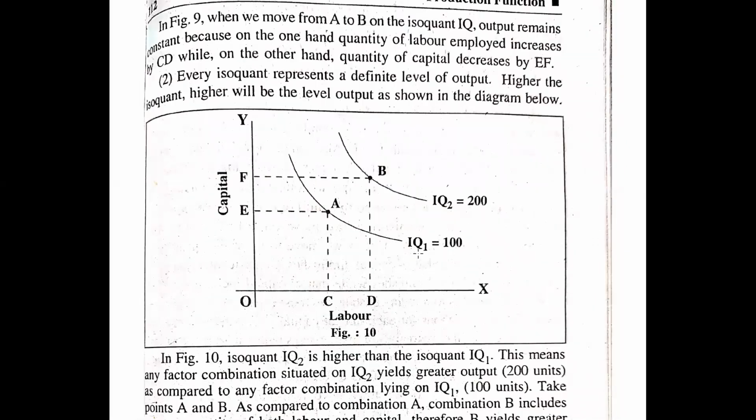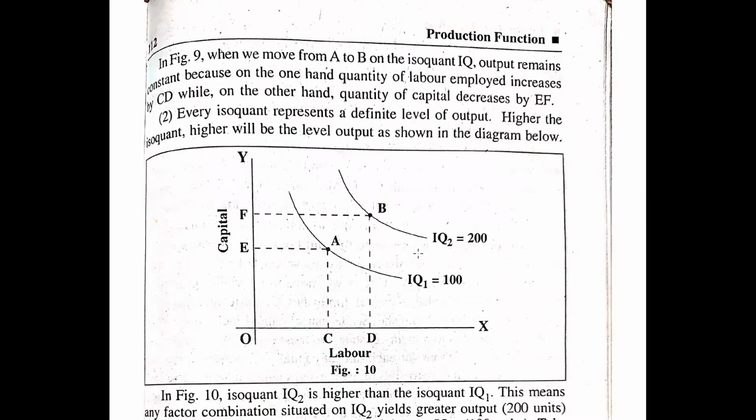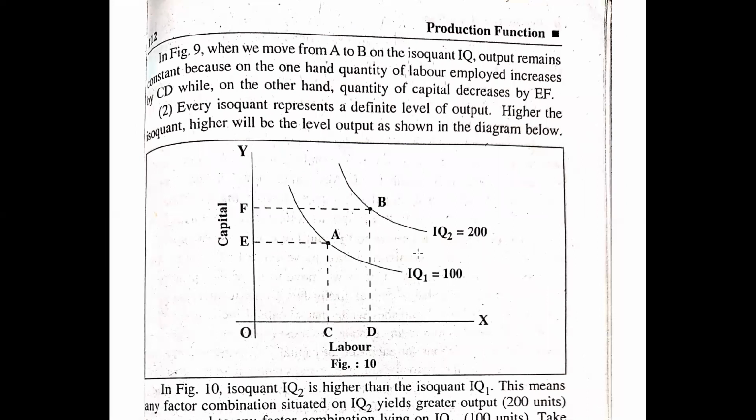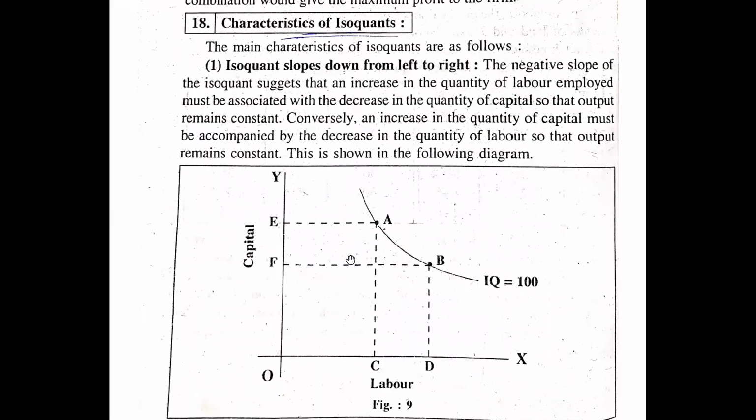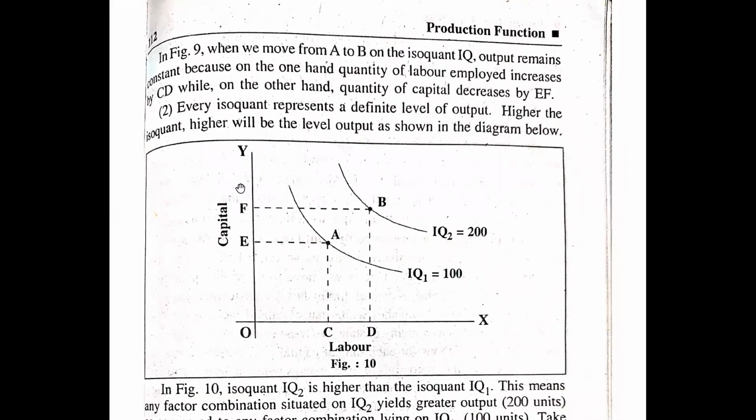So guys, as you can see over here, now we will move further in figure 9, as we have already seen this figure. In the figure now, we move from A to B on the isocon IQ. Output remains constant because on the one hand the quantity of labor employed increases by CD, while on the other hand the quantity of capital decreases by E to F.